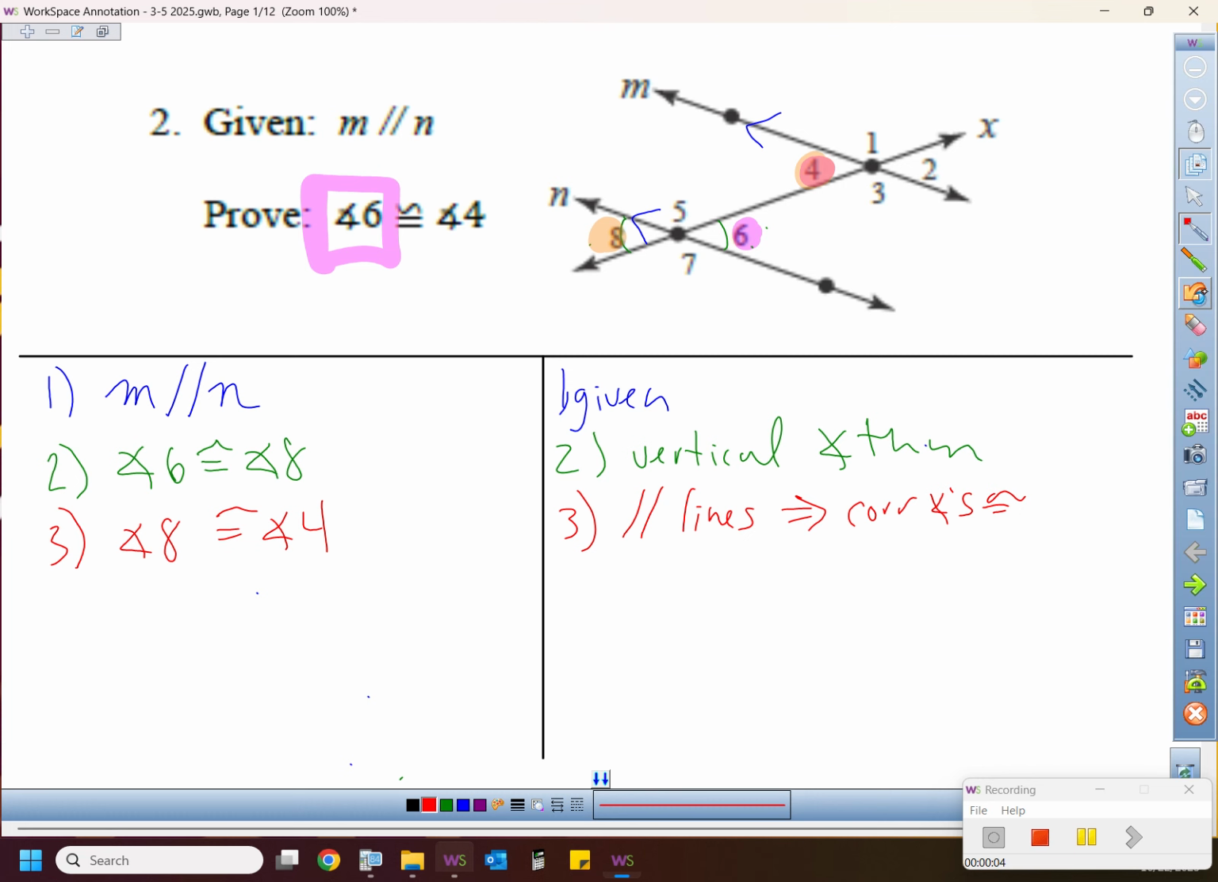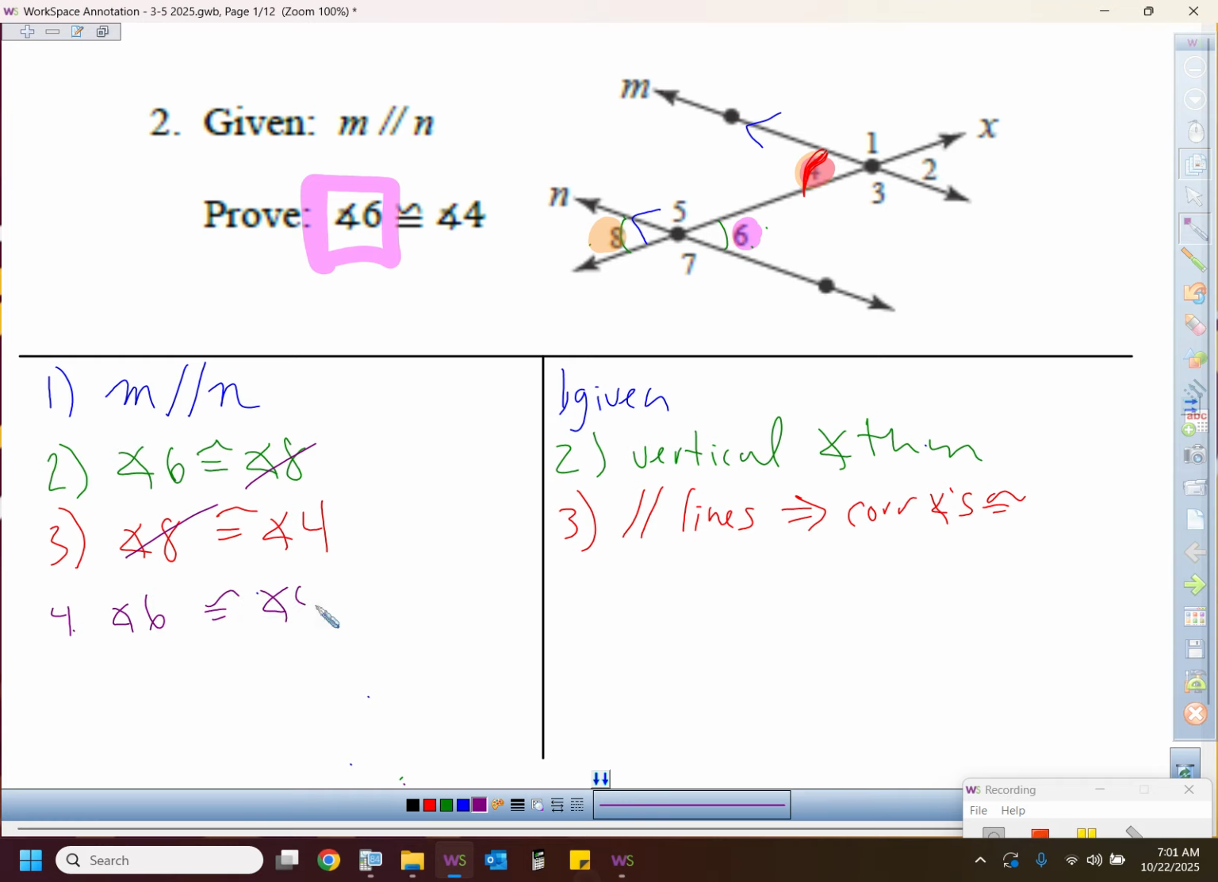So let's use a better marking. So boom. It looks like I've proven what I wanted, but I still haven't quite yet. I've got to use the transitive property right there. So step 4, angle 6 is congruent to angle 4 by the transitive property of congruence. And good for us, we proved what we wanted to prove in this case.